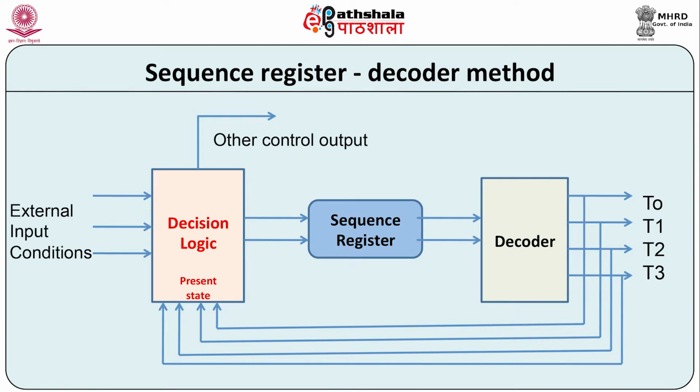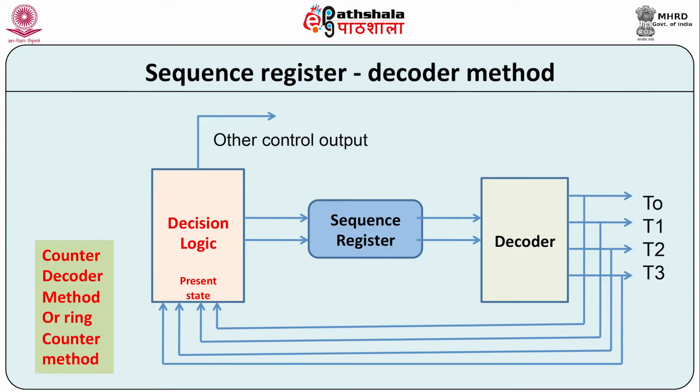The other control output is also a function of the present state and external input conditions. This other control output may initiate micro operations in addition to the decoder outputs. In many cases, the external inputs are not required. Then the sequence register reduces to a counter that continuously sequences through 4 states. This is why such a method is also referred to as the counter decoder method or a ring counter method.